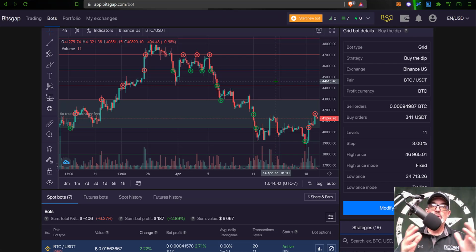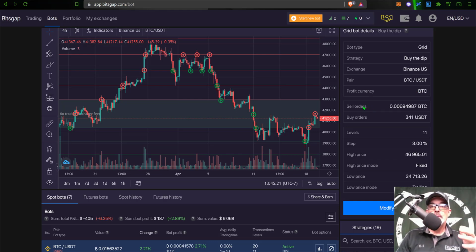Alright, so with that all in mind, we'll jump over here to my Bitsgap GridBot dashboard, and you can see the GridBot details for Buy the Dip. This is the bot I deployed 1 month ago. The bot type was obviously a grid bot. The strategy was Buy the Dip. I deployed this bot on the Binance US exchange. The pair I deployed this bot on was BTC USDT. The profit currency, now this is where it's different than a traditional grid bot. The profit currency is BTC.